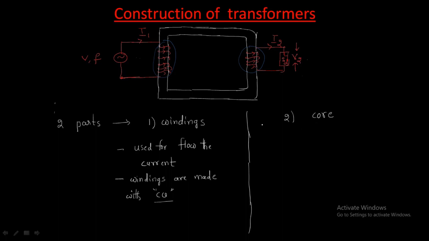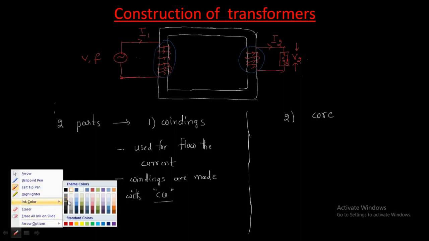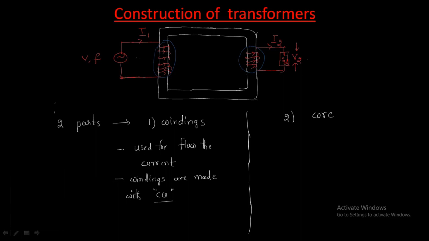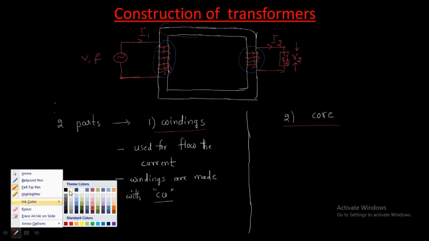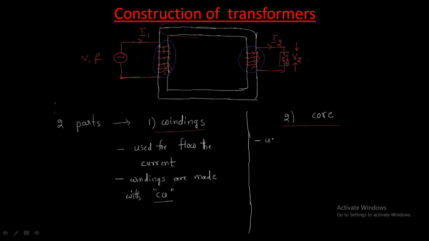And the second one is the core. Look here, this complete area is nothing but the core. A rectangular shape is used as the core. The application of the core is to flow the flux.